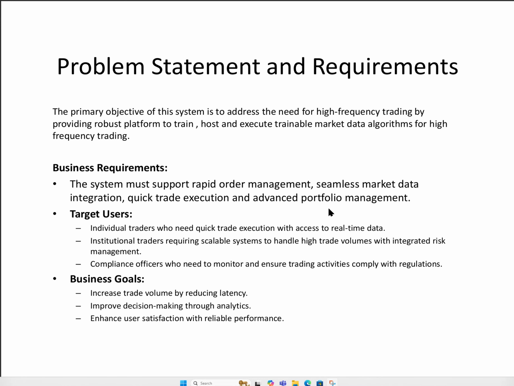Now for the problem statement and requirements for this project. The primary objective of this system is to address the need for high-frequency trading by providing a robust platform to train, host, and execute trainable market algorithms for high-frequency trading. The system must support rapid order management, seamless market integration, quick trade execution, and advanced portfolio management. The target users are individual traders, institutional traders, and compliance officers for viewing and compliance activity. The business goals are to increase trade volume by reducing latency, improve decision making through the use of analytics, and enhance user satisfaction with reliable performance.